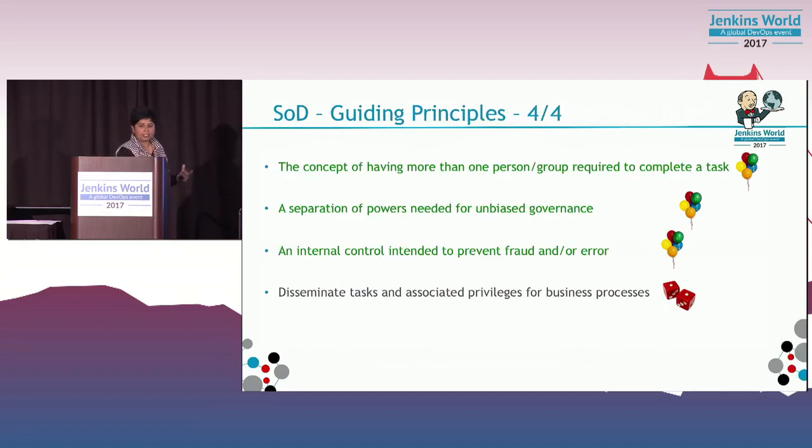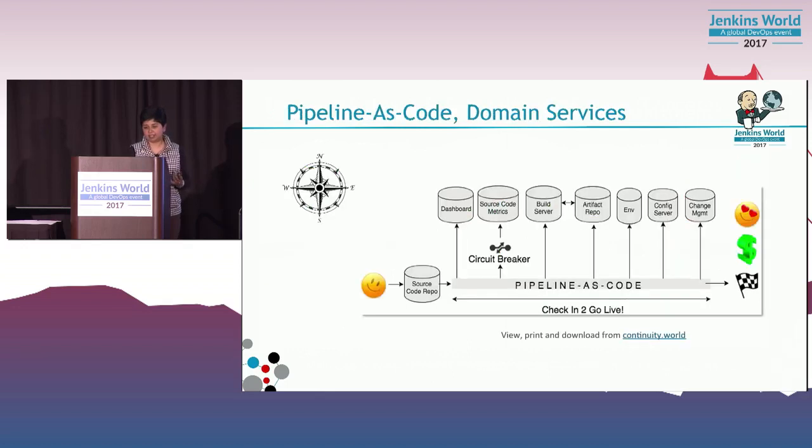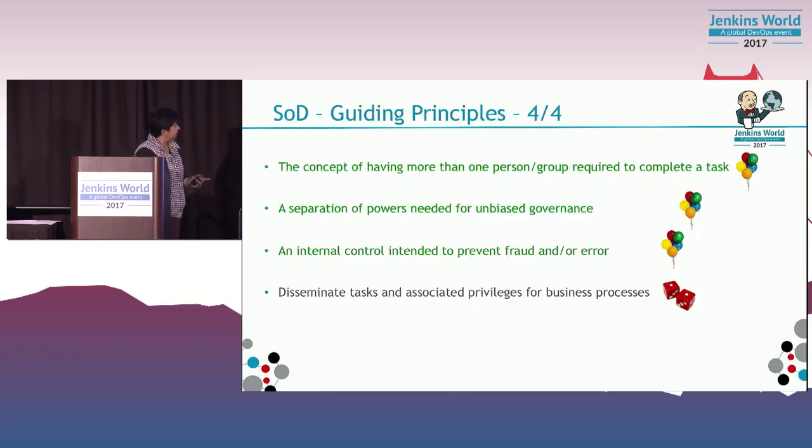So we did a little bit about gates, which is our internal control that we will be using, and we looked at different permutations and combinations, and we won't be able to cover every use case, but at least you get the idea, right? So the last thing we look at is the disseminate tasks and associated privileges for business processes.